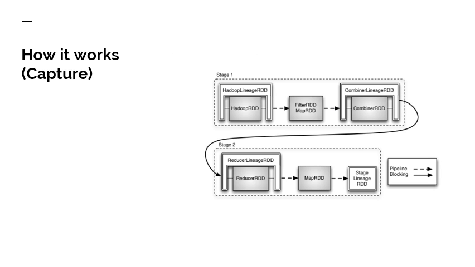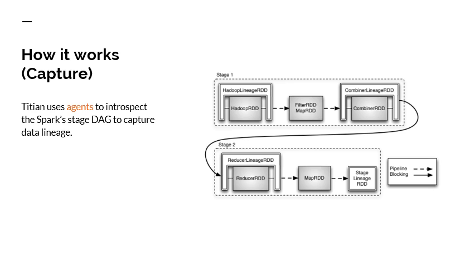Titian uses several kinds of agents to introspect the Spark stage DAG to capture data lineage. The paper discusses 6 kinds of agents, but their common responsibilities are to generate unique identifiers for each new record and associate output records of a given operation with relevant input records.